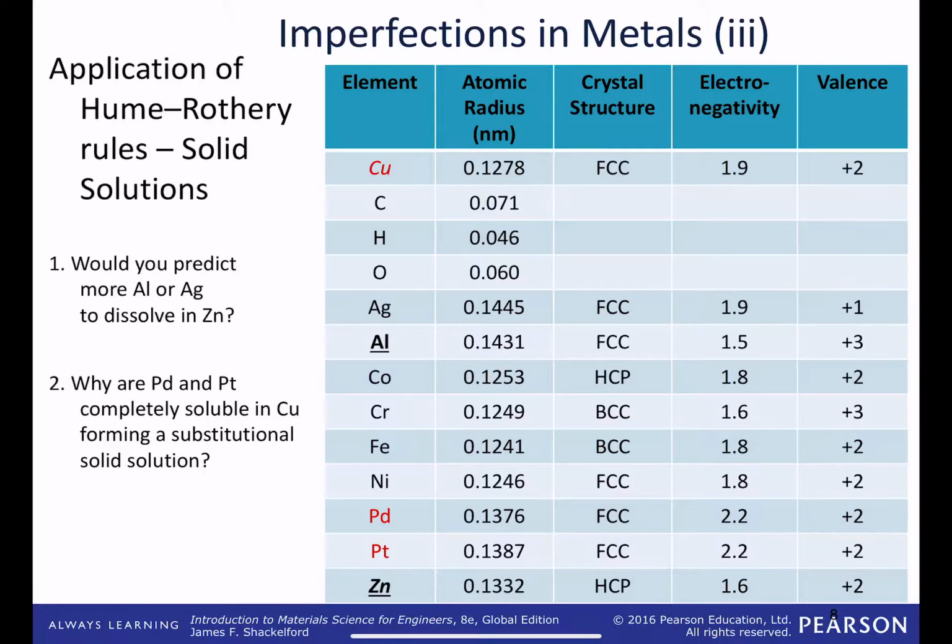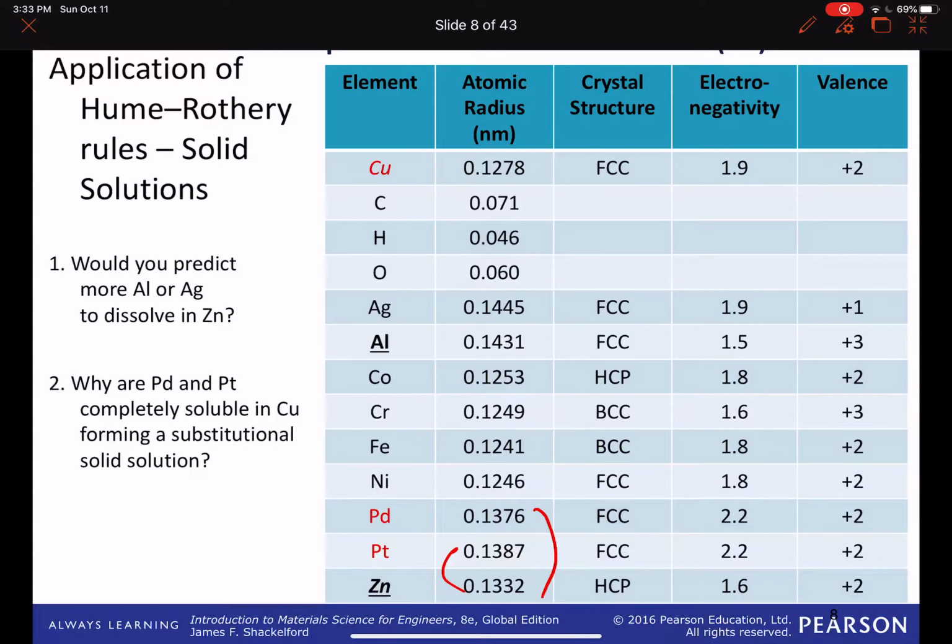Okay, so thinking about the first rule, radii, you can see here that our radii are very closely matched. So these two radii are very close, certainly within 15%. So we have the radius argument favoring substitutional solid solutions of getting palladium into copper, I should say, up at the top.